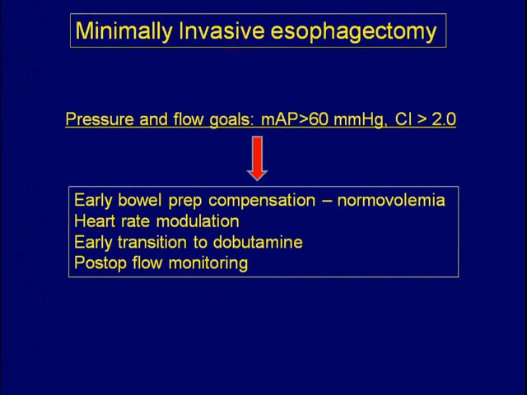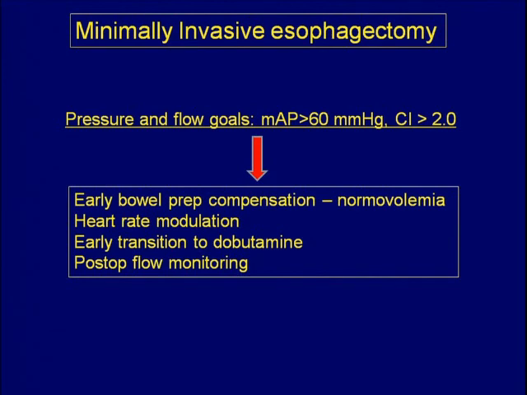Whenever possible, we're actually trying to do some heart rate modulation. A lot of these patients are bradycardic or they become bradycardic, and we're trying to keep their heart rate up. We now realize that we may want to do an early transition to dobutamine for low flow states instead of giving volume that we're not going to be able to get back later.